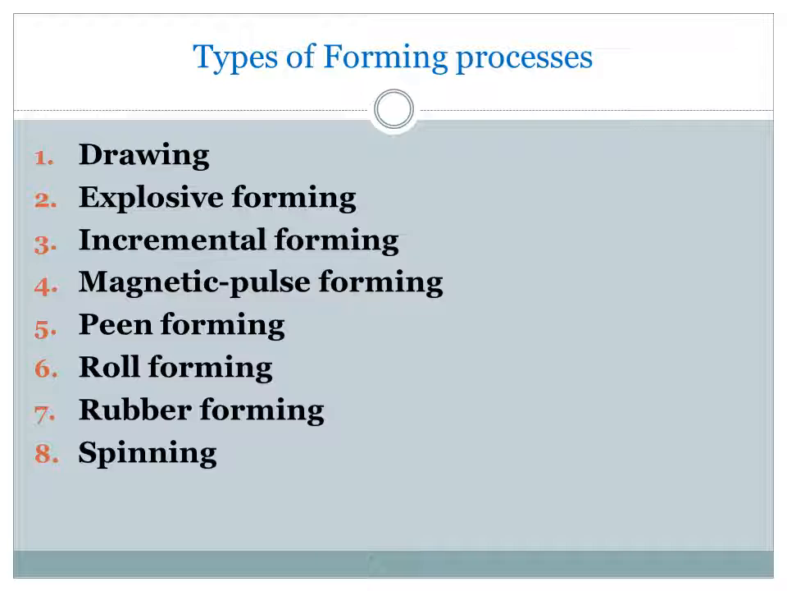The last session we have covered 7 types of forming processes. They are drawing, explosive forming, incremental forming, magnetic pulse forming, pin forming, roll forming, and rubber forming.